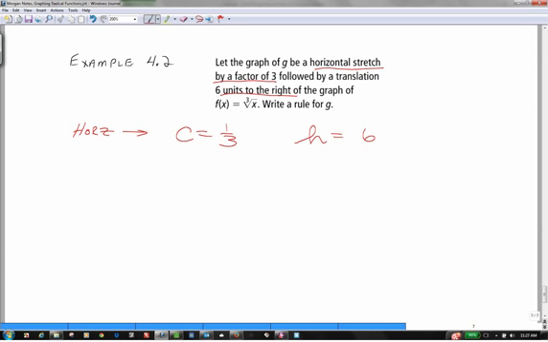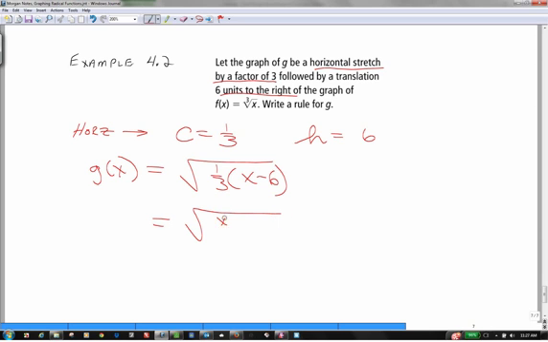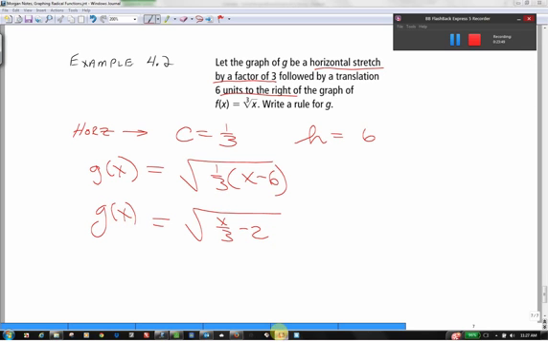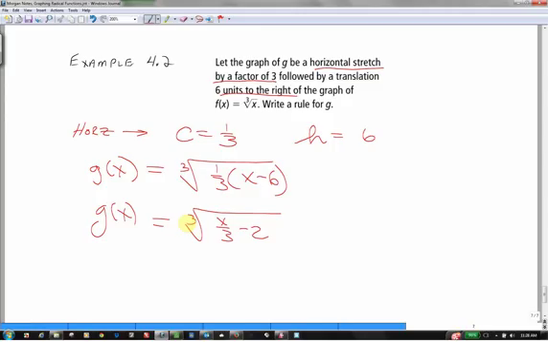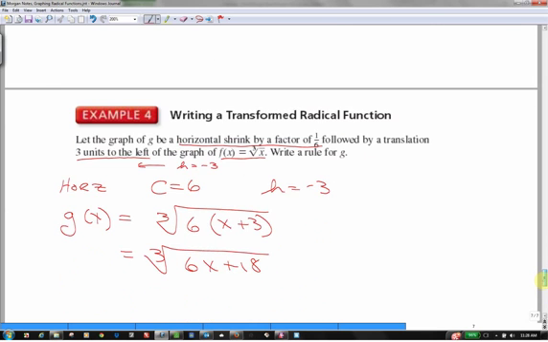Okay, so let's put that into the equation. So I have g of x is equal to 1/3 times (x minus 6), x minus h, which would be equal to x all over 3 minus 2. And I forgot my cube root. Let's make sure I put those on the previous example too. Yep, got them there. That's it.